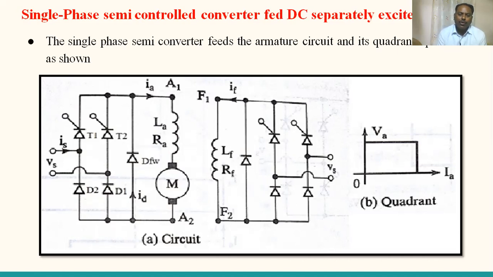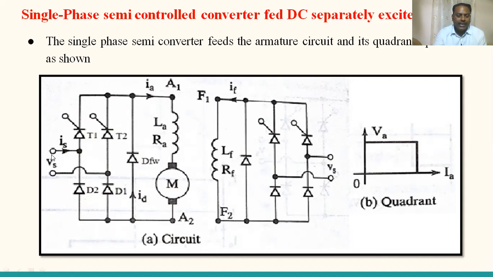So it is simply an open loop drive. The single phase semi converter feeds the armature circuit and its coordinate operation. So this is the single phase semi-controlled converter fed DC separately excited drive. And this circuit here is the field circuit.